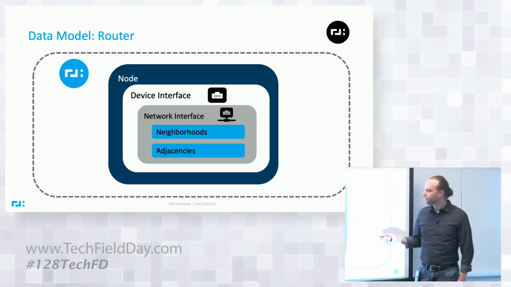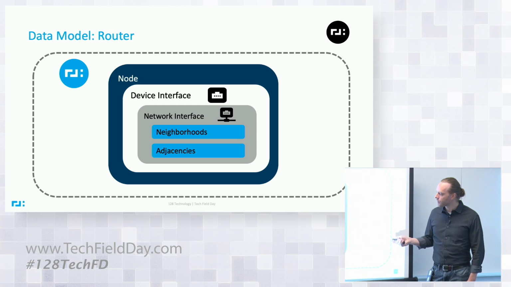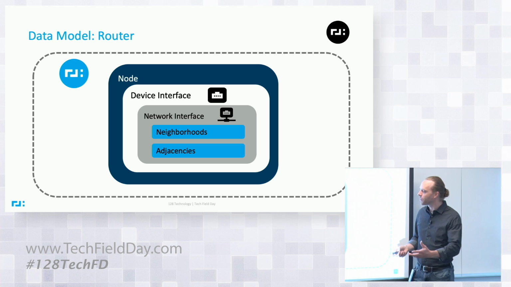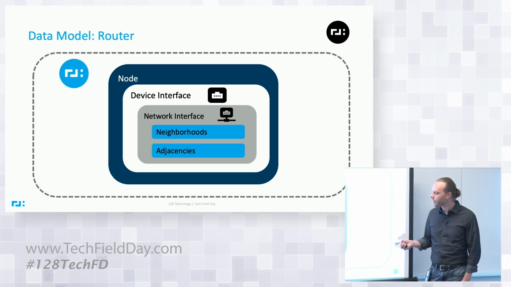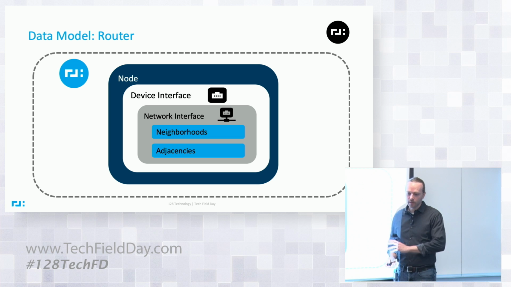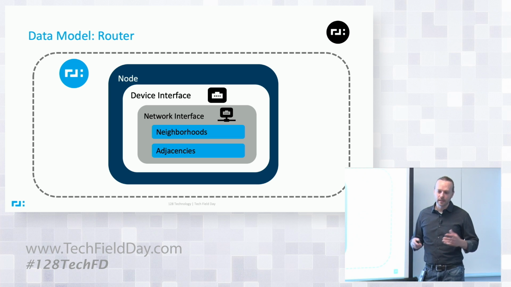And then with that, we've come up with 2 other constructs: adjacencies, which are consistent with what you might expect in routing, and then a new term that we've come up with called neighborhoods. I'll go into that a little bit later, but neighborhoods really describe the topology of your network.